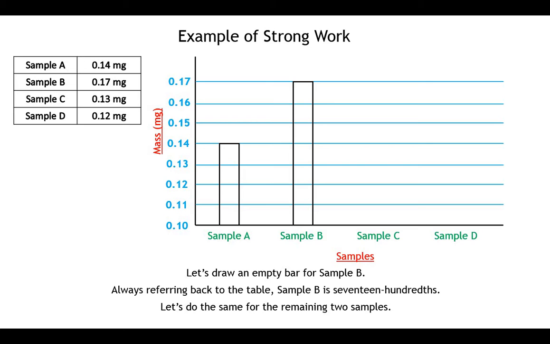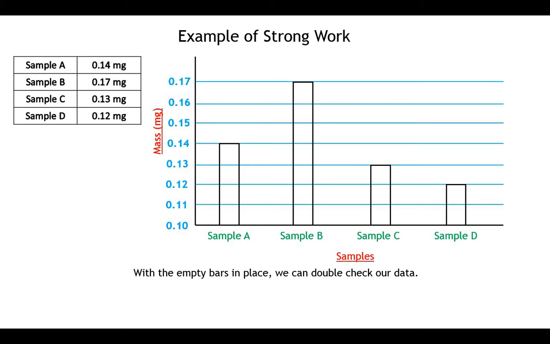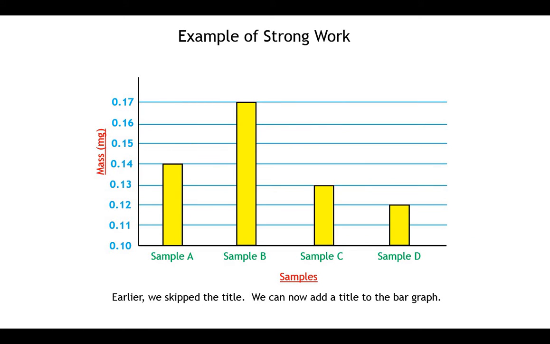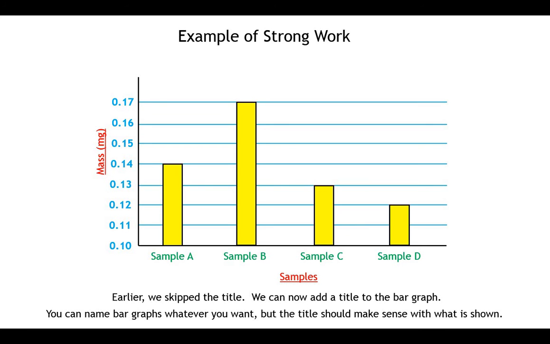Let's do the same for the remaining two samples. With the empty bars in place, we can double check our data. When we are sure that all is correct, we can choose a fancy color for a final touch. Earlier we skipped the title. We can now add a title to the bar graph. You can name bar graphs whatever you want, but the title should make sense with what is shown.